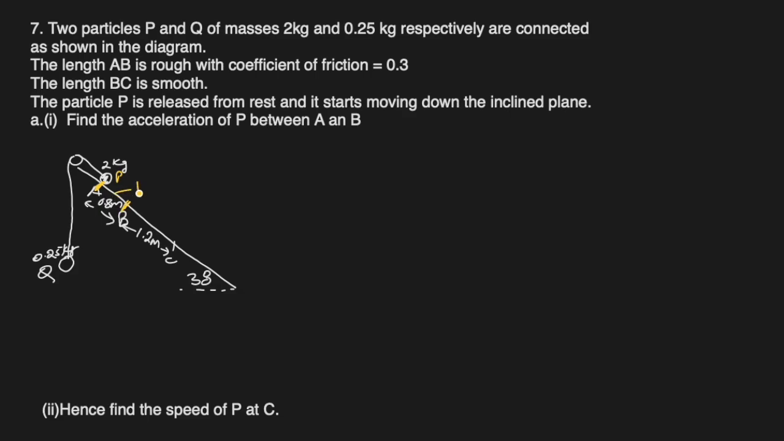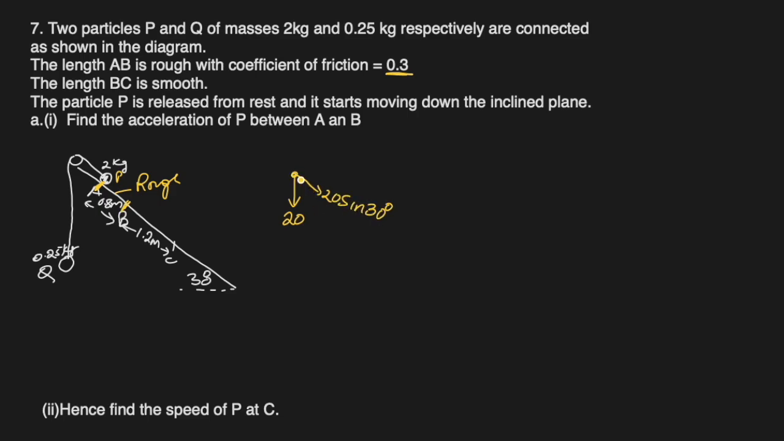But this one is a rough surface and its coefficient of friction is 0.3. This is what they're saying. So this will become a little complicated, so let me draw it here. The weight of the mass downwards will be 20 newtons because it's 2 kilograms. And the component of this 20 down the slope will be 20 sine 30 degrees, right?